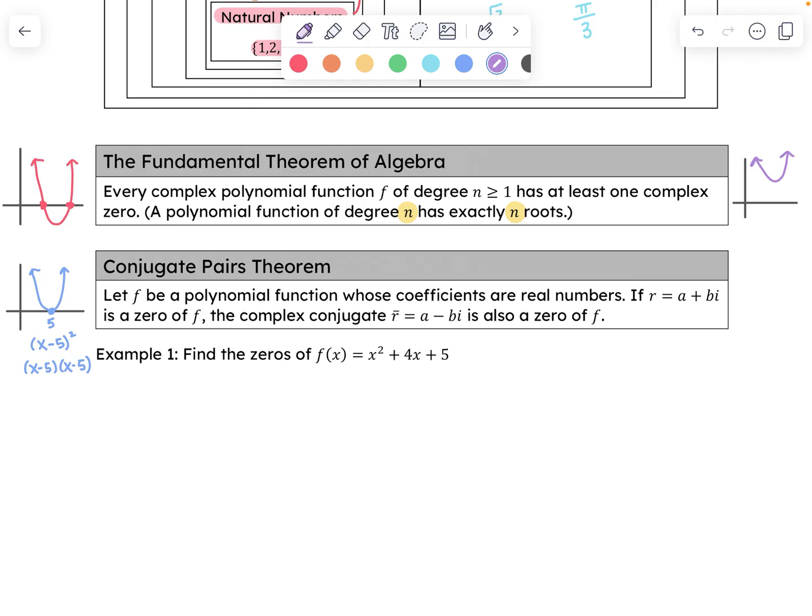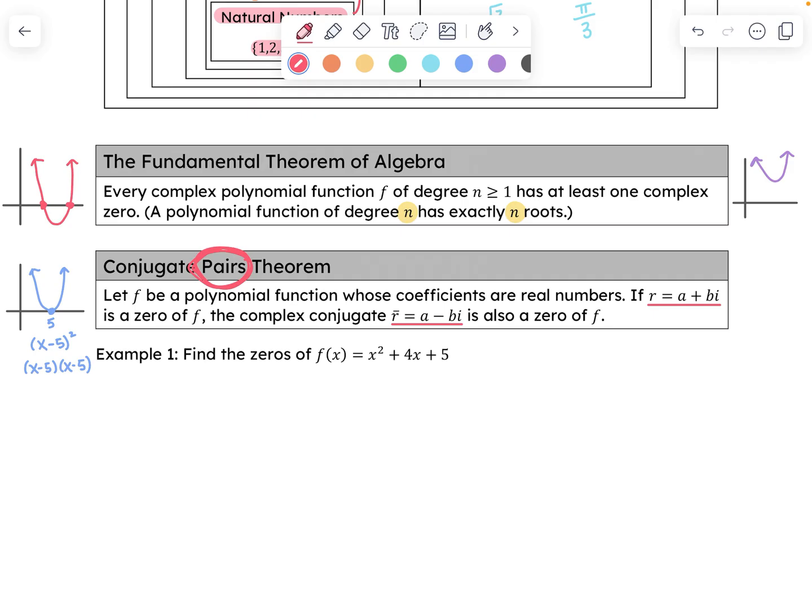The other thing to know about our complex answers is the conjugate pairs theorem. It says let f be a polynomial function whose coefficients are real numbers. If r equals a plus bi is a zero of our function, then the complex conjugate a minus bi is also a zero of the function. So our complex answers come in pairs. Specifically, conjugate pairs, a plus bi and a minus bi.